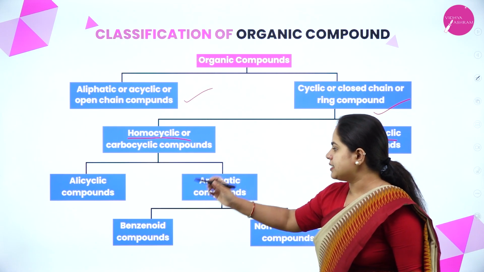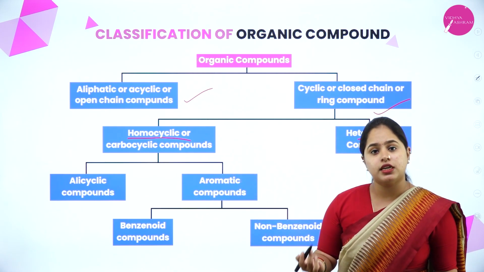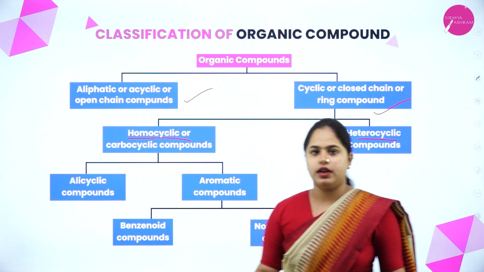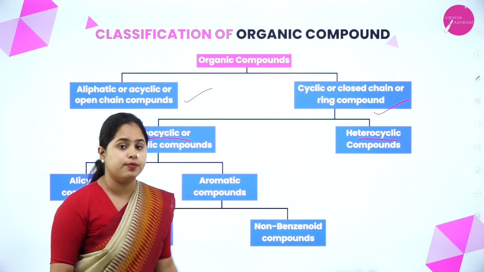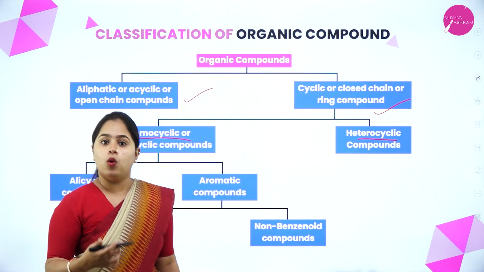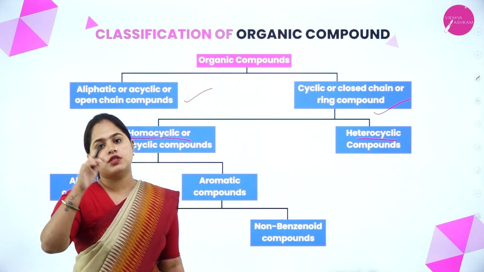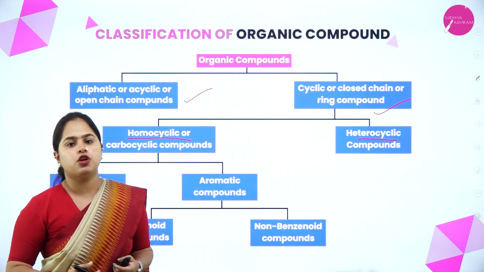Now alicyclic and aromatic compounds. The aromatic compounds are further classified into benzenoid and non-benzenoid compounds, right? And then there was one more classification, homocyclic and heterocyclic, right? So what will be heterocyclic compounds then? There will be more than one type of atom present. Not all will be carbon. There will be other atoms present in the ring as well. So this is the classification of organic compounds.